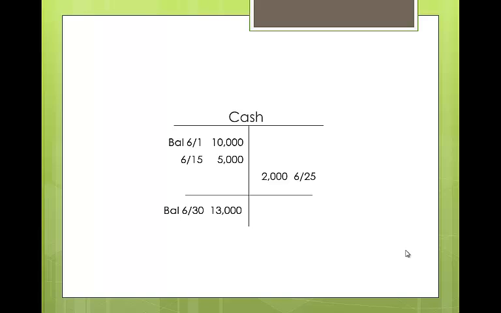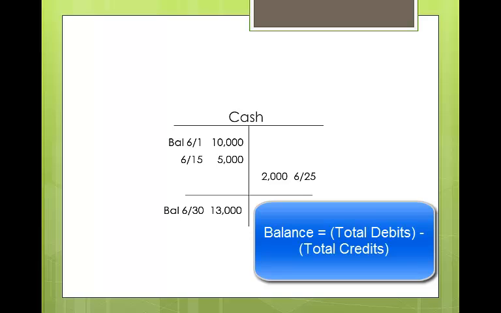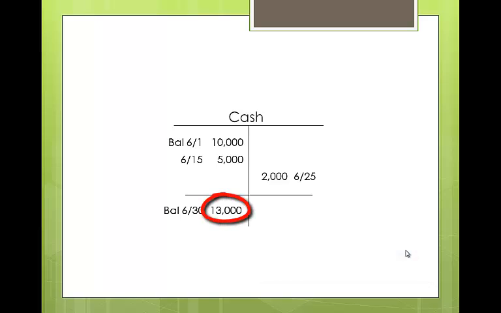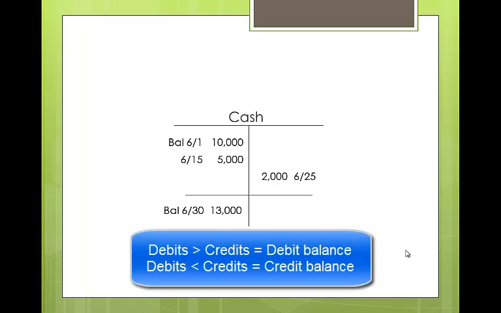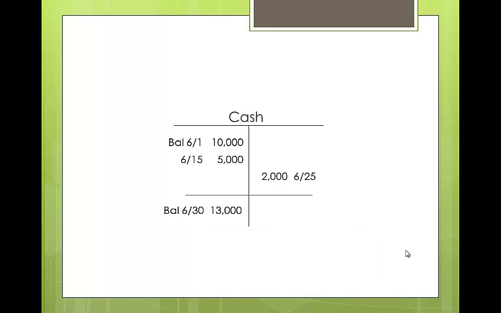At the end of the period, you would calculate the balance in the account by adding up all of your debits, which in this case were $15,000, adding up all of your credits, which in this case were $2,000, and subtracting the 2 numbers. This will provide you the numeric amount of the balance, which in this case was $13,000. If the debits are larger, then it would be a debit balance. If the credits are larger, then it would be a credit balance. In this example, the debits are larger, so the balance is a debit balance. You would therefore list the balance on the left-hand side. If the balance were a credit balance, then you would list it on the right-hand side.